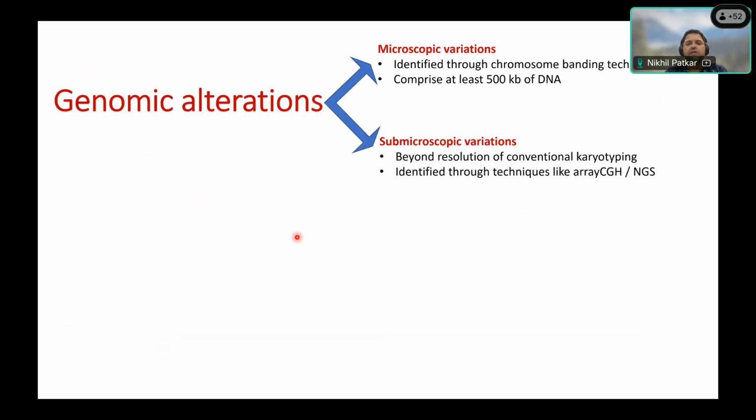limit of 100 kb. So if you look at genomic alterations, they can be classified as microscopic, which are identified through chromosome banding techniques, and account for at least 500 kb of DNA, because they have to be seen through a microscope. And then you have submicroscopic variations, which are identified through more sensitive techniques like aCGH or NGS.